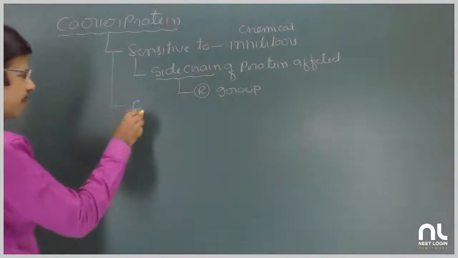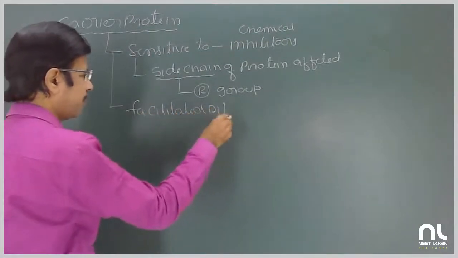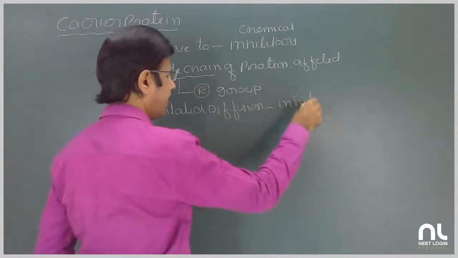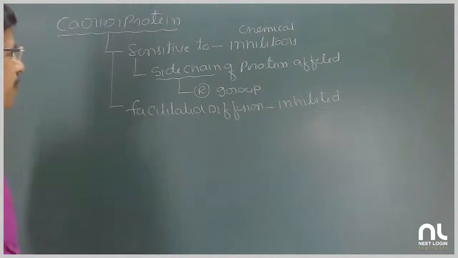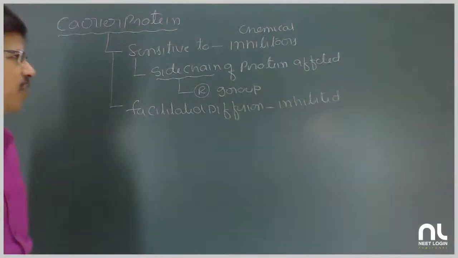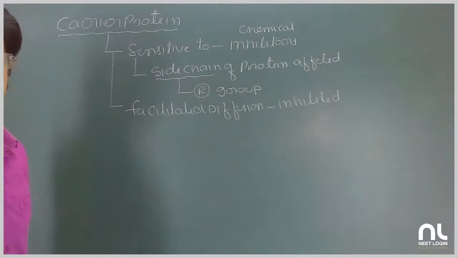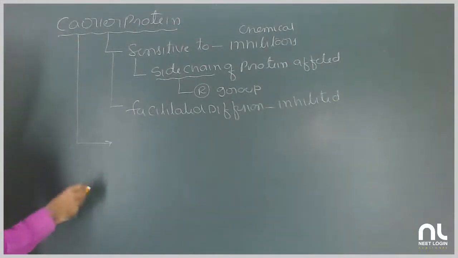So facilitated diffusion is inhibited. So carriers are sensitive to chemical inhibitors, and the side chain of the protein is affected. So the R group is going to be affected. And these carrier proteins, what do you call them?